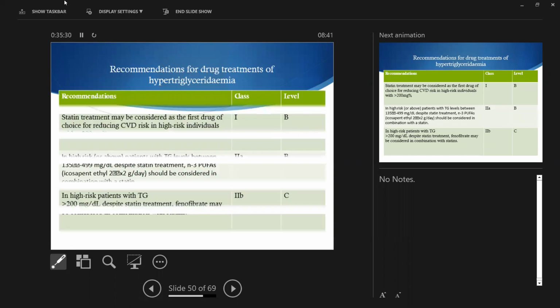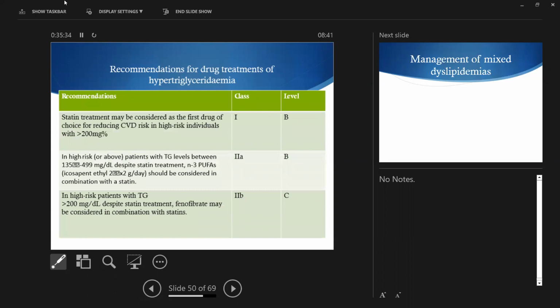Recommendation, again: the first line recommendation for hypertriglyceridemia is statin only, because statin can produce around 30 to 50% reduction in triglyceride levels. So statin treatment may be considered as the first drug of choice for cardiovascular disease prevention in individuals with triglyceride more than 200 milligram per deciliter. In patients with triglyceride between 135 and 499 despite statin treatment, we can use omega-3 fatty acids. And in patients with triglyceride more than 200 despite statin treatment, you can use fenofibrate. Fenofibrate is not the first line treatment for triglycerides.